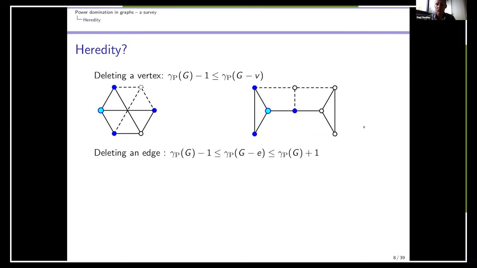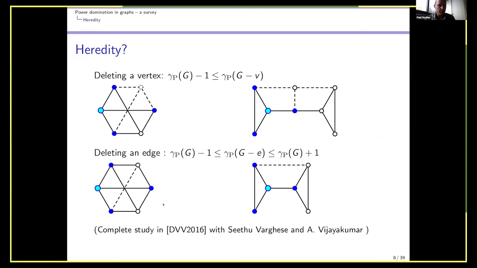Okay, and when I delete an edge, I have the same phenomenon. So here I take the same graph. If I remove this edge, suddenly this vertex here can propagate to that one, because this one becomes the only non-monitored neighbor of this vertex. And if I kept the edge, I could not propagate. And similarly, here, if I remove this edge, this vertex will never become dominated. So there is no monotonicity in any direction with power domination.